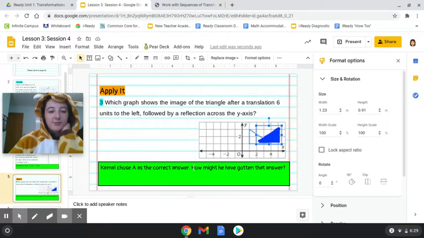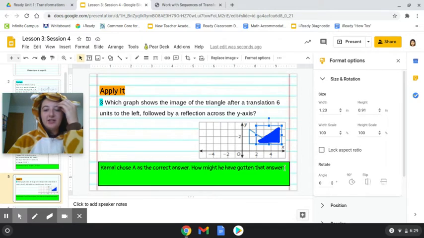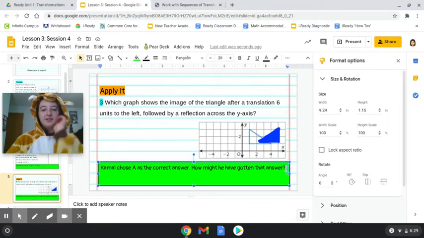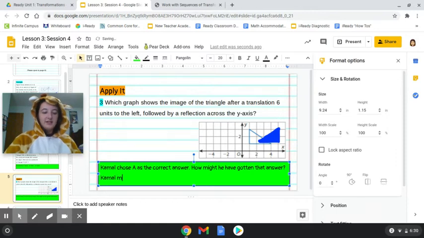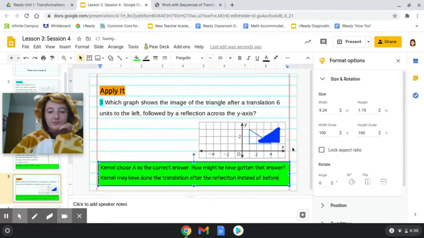Now it says that Kamal chose A as the correct answer. And how might he have gotten that answer? We will say that Kamal may have done the translation after the reflection instead of before. So he switched up the order of the transformations, which is why his ended up looking like A instead of C.